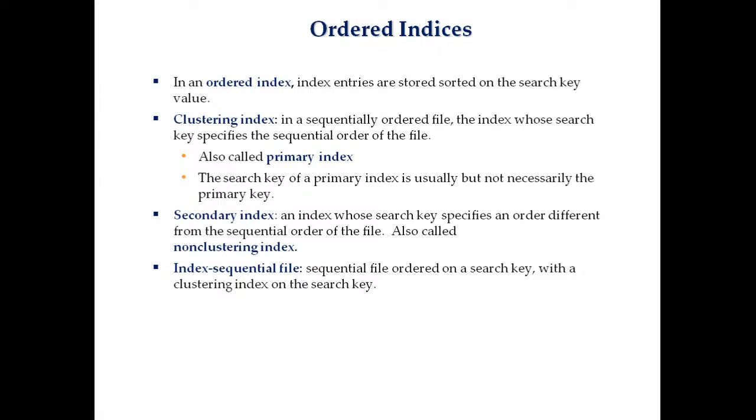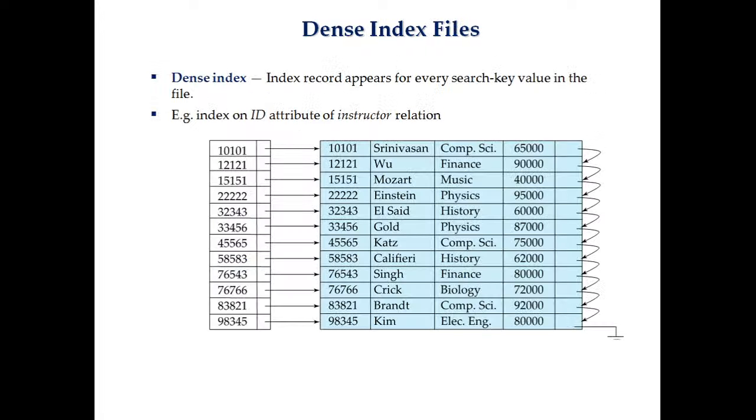And the next one is the index sequential file. That is a sequential file ordered on a search key, with a clustering index on the search key. So these are the types.